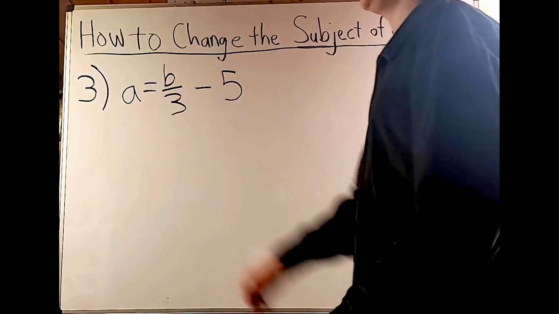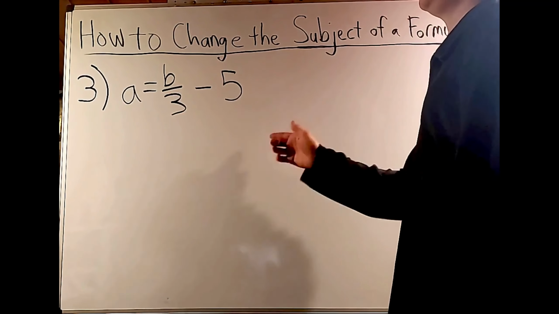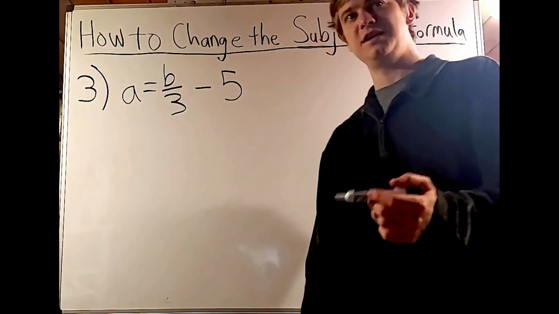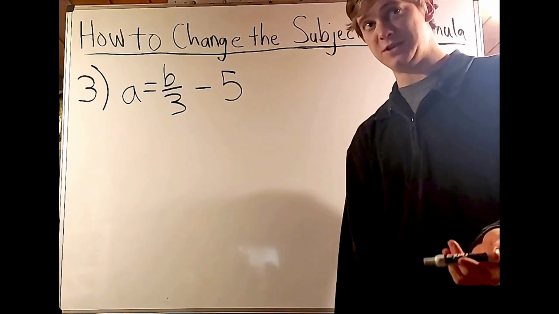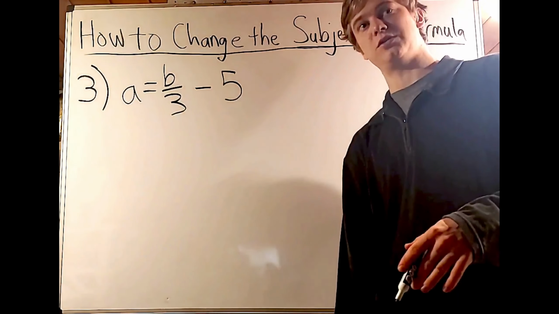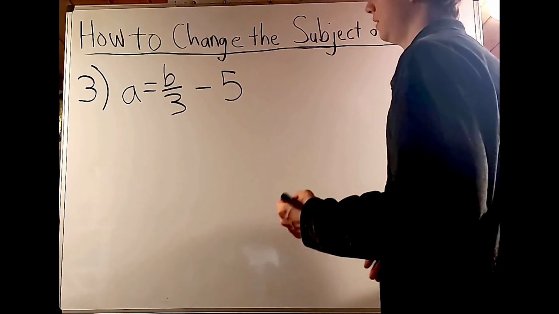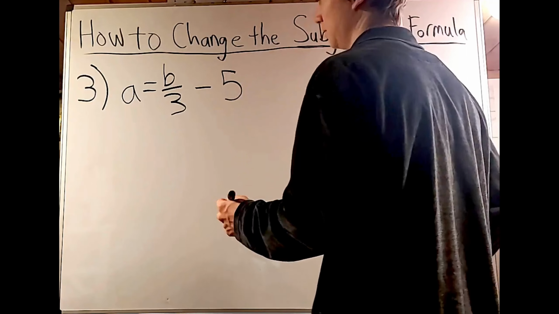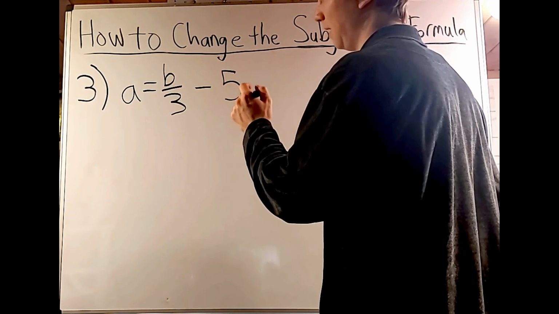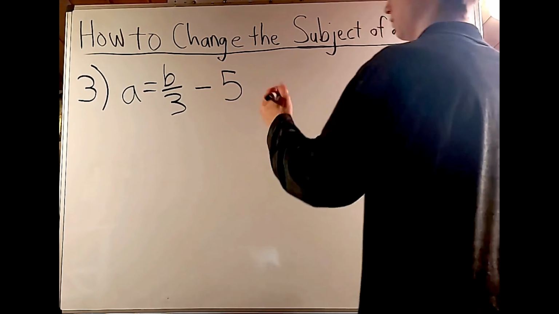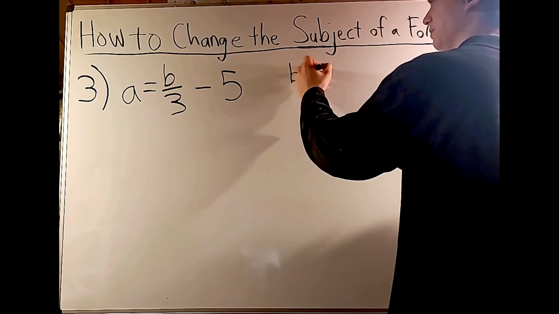Okay, number 3, we see a equals b over 3 minus 5. In the last example, we saw some multiplication and addition, and we chose to get the addition on the other side. Same thing here. We're going to deal with our subtraction first. We do see b divided by 3. Of course, I should have mentioned we're solving for b.